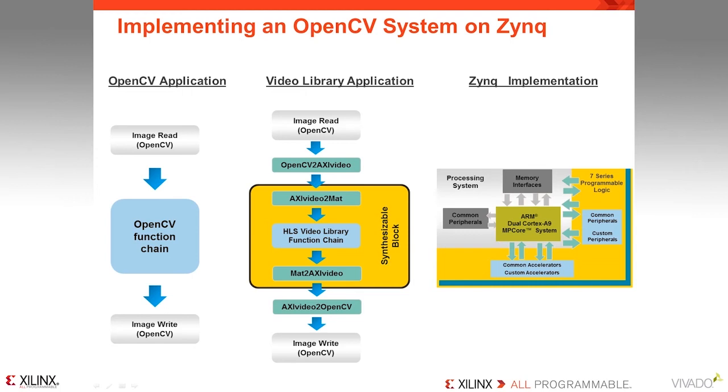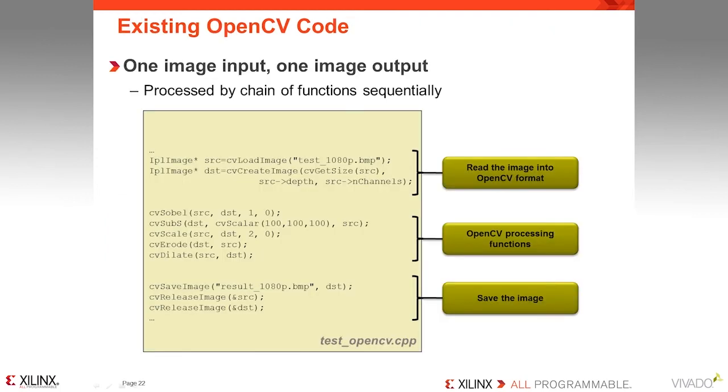So let's look at a more detailed example. So here we have the existing software code. Okay? This is what a typical OpenCV design would look like in software. We would read the image in OpenCV format. There would be a list of OpenCV functions, for example, perform a Sobel operation, perform a scale operation, perform erode and dilate operations. These functions are available from the OpenCV library and allow people to quickly do complex imaging tasks. And then finally, you would save the image.